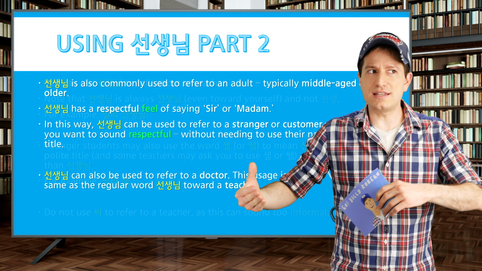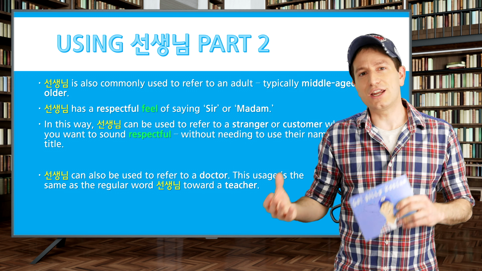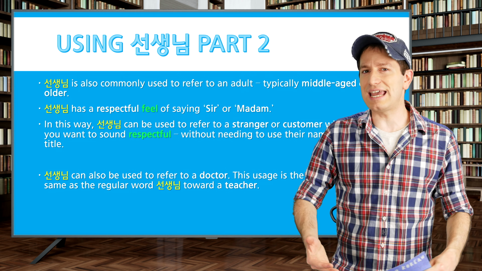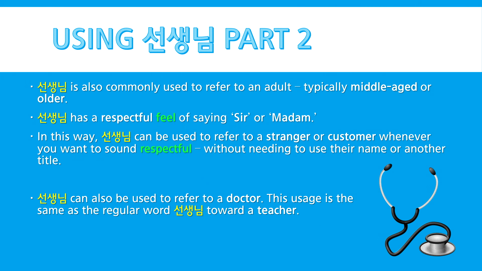But the word 선생님 isn't only used to talk about a teacher. It can also be used to refer to any other person. Typically, this will be someone who's middle-aged or older and shows respect. This word, 선생님, has a respectful feel of saying sir or madam. In this way, 선생님 can be used to refer to a stranger or a customer whenever you want to sound respectful, without needing to use their name or another title. In addition, 선생님 can also be used to refer to a doctor. Now, this usage is the same as the regular word 선생님 toward a teacher.